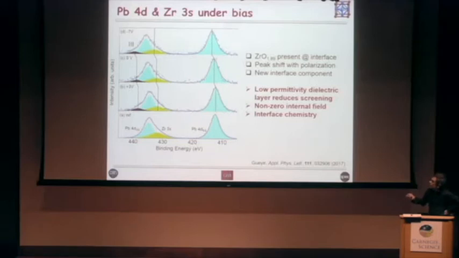Secondly, there is this additional peak. It's a singlet. Therefore, it must be related to the zirconium 3S. It can't be related to the lead. And this exists also for all biases. So what we know is that these nanostructures are present at the interface, that as the bias changes, there is a polarization-induced shift in the electronic levels at the interface, and there is some specific interface chemistry.